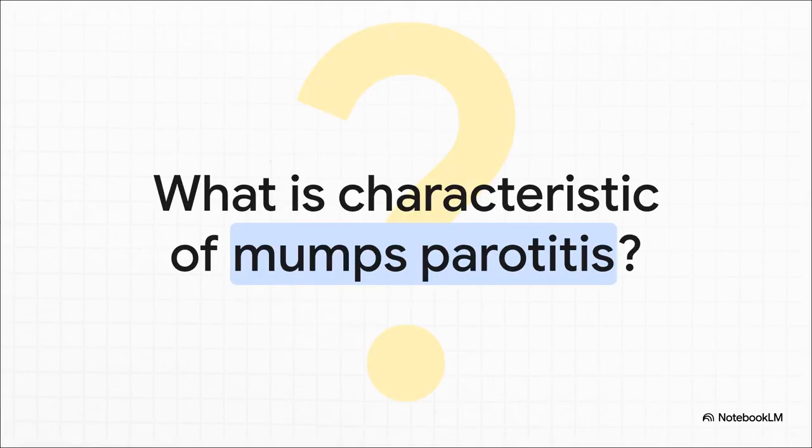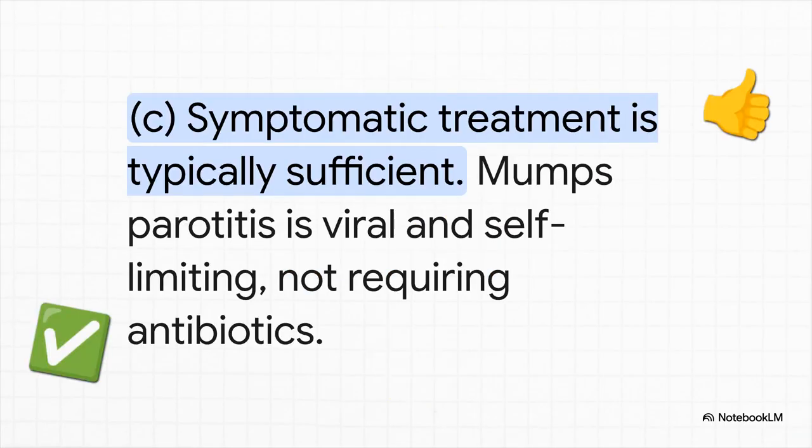So, first question for you. Thinking back to what we've covered, what's a classic feature of mumps parotitis? Is it A, pus, B, swelling on just one side, C, that you can just treat the symptoms, or D, that it's caused by Staph aureus? And the answer is C. Yep, symptomatic treatment is typically all you need. Remember, mumps is viral, so it's non-purulent, and it gets better on its own. No antibiotics needed. Making that distinction is absolutely critical.